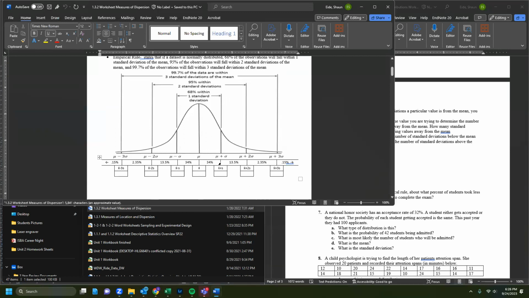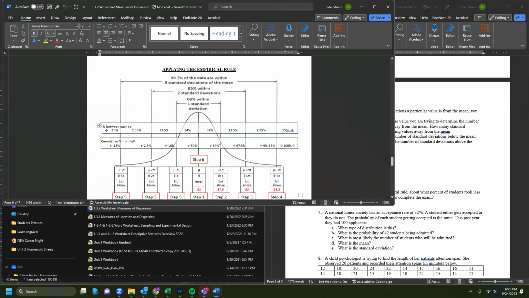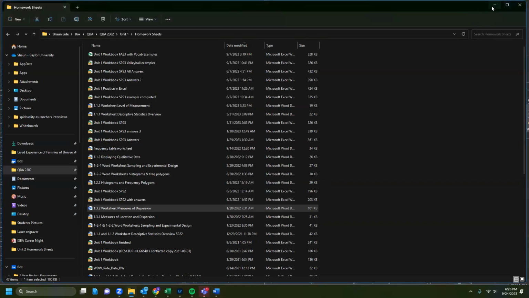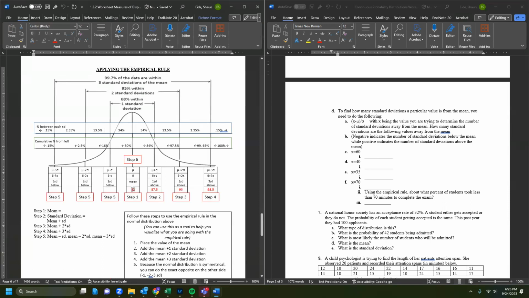So we've got one standard deviation above the mean, two standard deviations above the mean, or more specifically, coming down here, one standard deviation above, two standard deviations above. So the question is, what is the probability of something being below two standard deviations above the mean? And so let me minimize this. So looking right here, using the empirical rule, about what percent of students took less than 70 minutes? So if we were to put the mean right here of 45, okay, and then you were to have the one standard deviation above, two standard deviations above, but two standard deviations above is 70. So what percent of the observations are below two standard deviations above the mean? Okay.